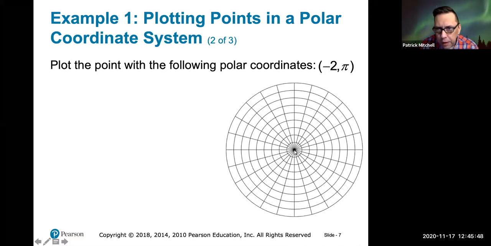So the way I like to think of this is start at the pole and forget about the negative at first, just go 2 units along the angle pi, so that would bring you out here. What the negative does is it reflects that point back through the pole. So instead of ending up at this point right here, you would actually end up over here. All right, so let me bring my circle back up. So the point -2, pi would actually be this point right here.